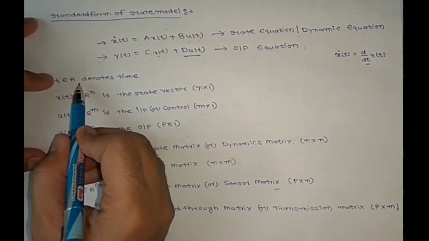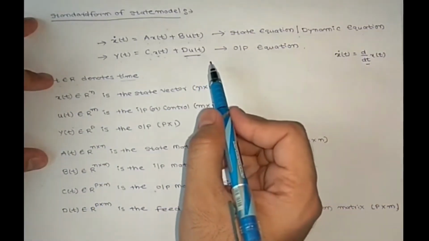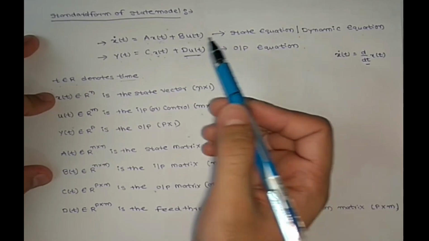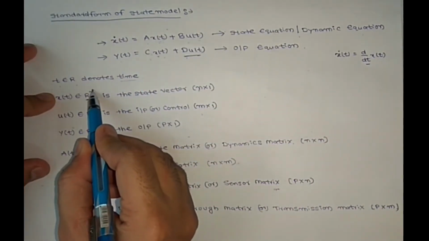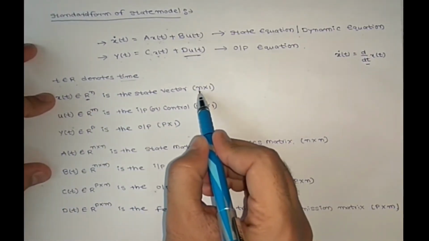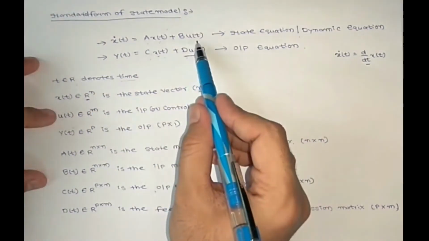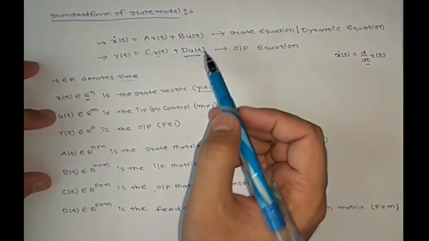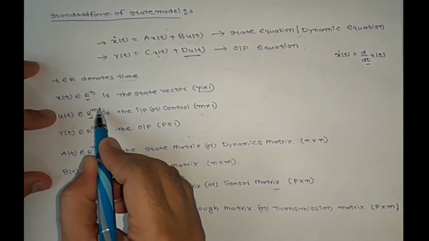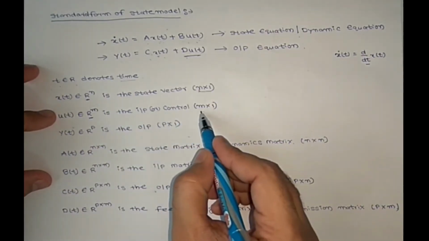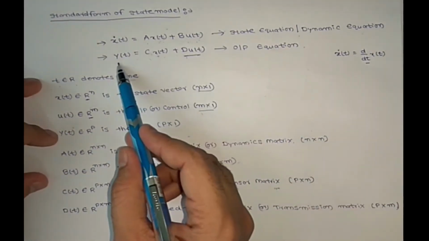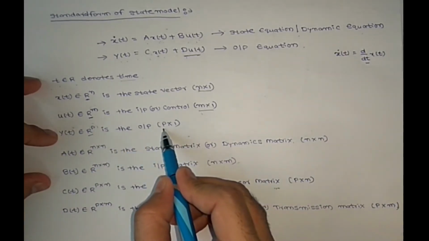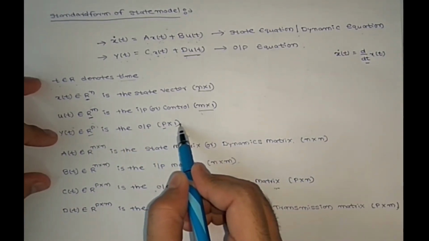t is a real number, denoting time. x of t, as we have already seen, is the state variables, all real numbers with n dimension, an n cross 1 matrix. u of t is the input, with m dimension, meaning we have m number of inputs, so it is an m cross 1 matrix. y is the output, real, with p dimensions because we have p number of outputs, so p cross 1.